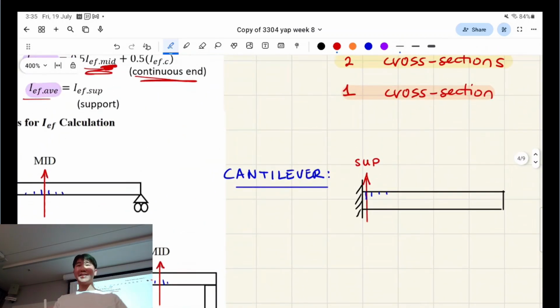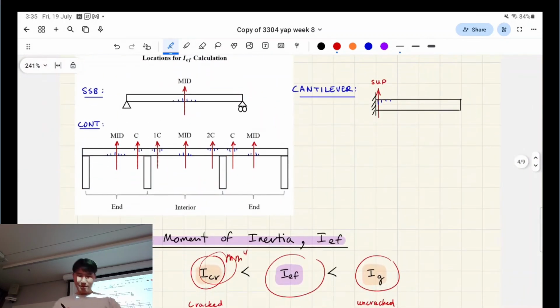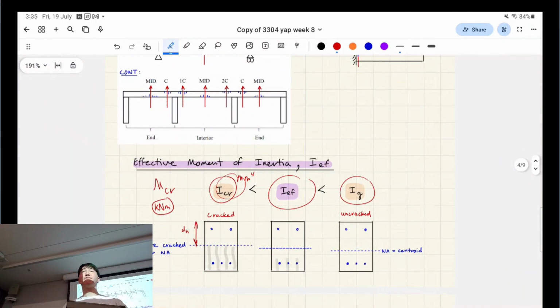And for a cantilever, the cracking happens on the tensile side, but again, the tensile side is on the top. The max moment is here, right? So that's why we have to take that effective moment of inertia calculation from the support side, right? Okay, any questions so far?